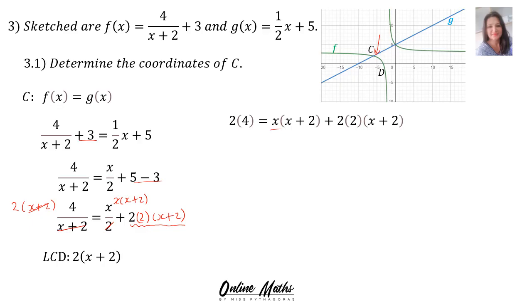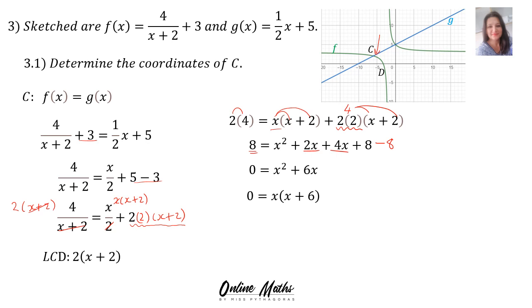Now in the next step I will multiply out the brackets. 2 times 4 is 8, x times x is x squared, x times 2 is 2x. And for this one, 2 times 2 is 4, and then you multiply in the 4. 4 times x is 4x, 4 times 2 is 8. Then I will add 2x plus 4x is 6x, and this 8 will walk across and it becomes -8. So I end with 0 is x squared plus 6x. And now I will factorize. I will take out x as a common factor, and I'm left with x bracket x plus 6. And x is equal to 0, or x is equal to -6.